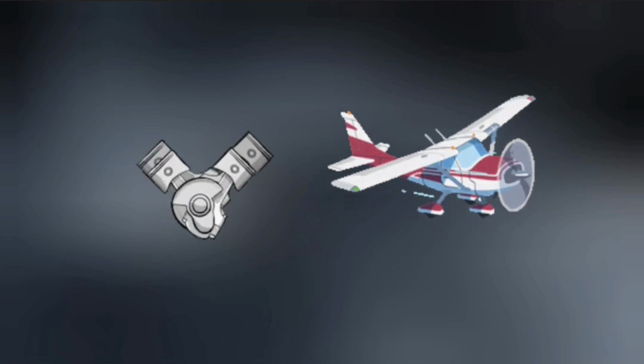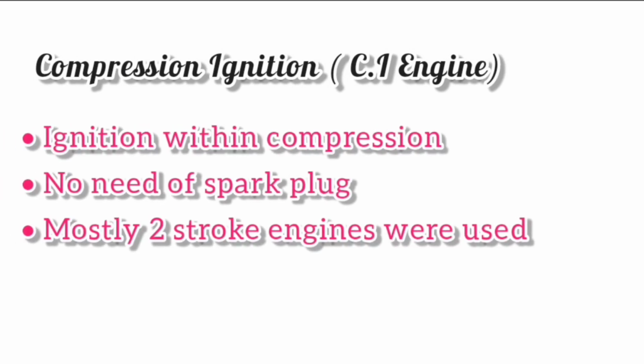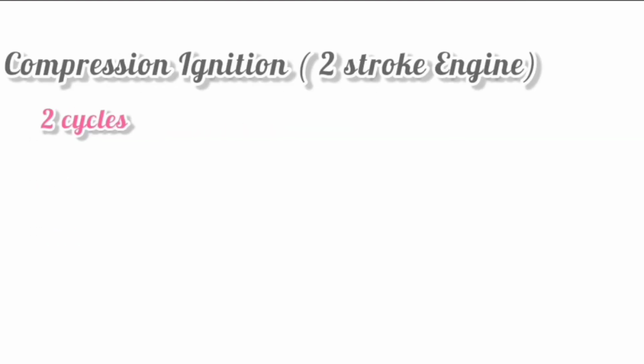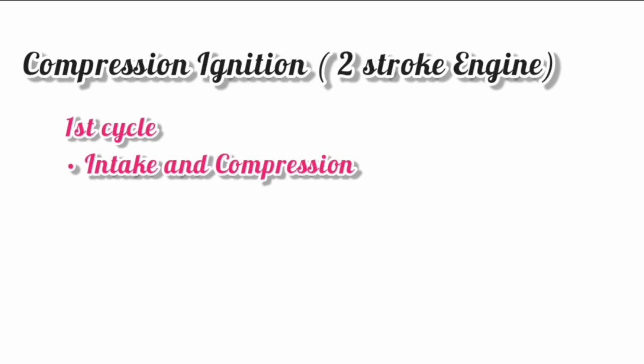The other type of reciprocating engine is the compression ignition engine. The name itself suggests that ignition of the air-fuel mixture happens through compression. It contains only 2 cycles. In the first cycle, both intake and compression are carried out simultaneously.